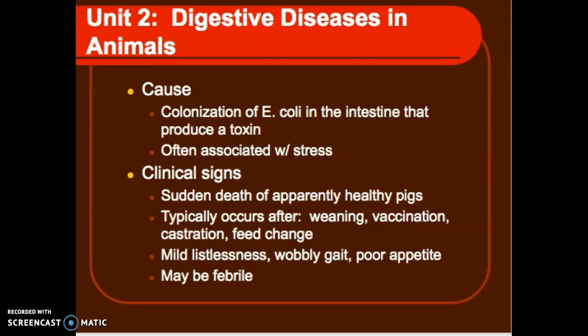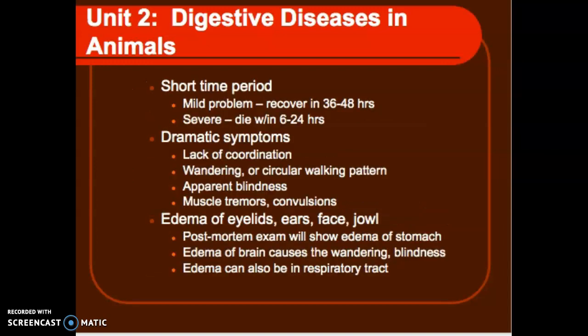You may or may not see a fever develop. You may or may not see some wobbly gait or them back off a feed. Oftentimes you'll just kind of walk into the barn and find them dead. If you're dealing with a short time period, they may recover within a couple days. If it's heavy onset, they're probably going to die very quickly.